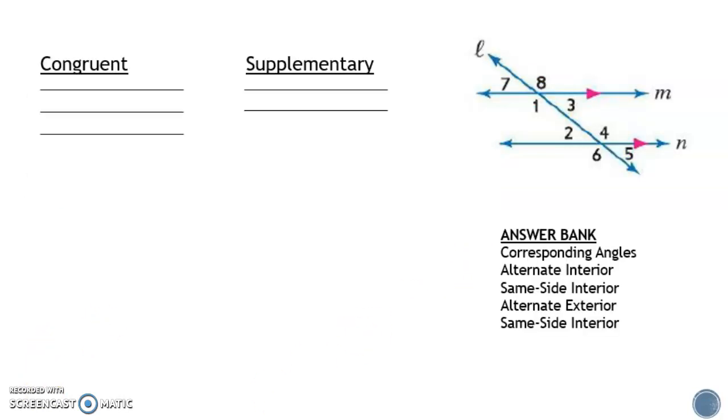So now I'd like you to take a moment and assume that the transversal is cutting a pair of parallel lines, which we can see by those arrow marks. And I'd like you at the bottom of your notes to go ahead and list the congruent and the supplementary angle pairs.